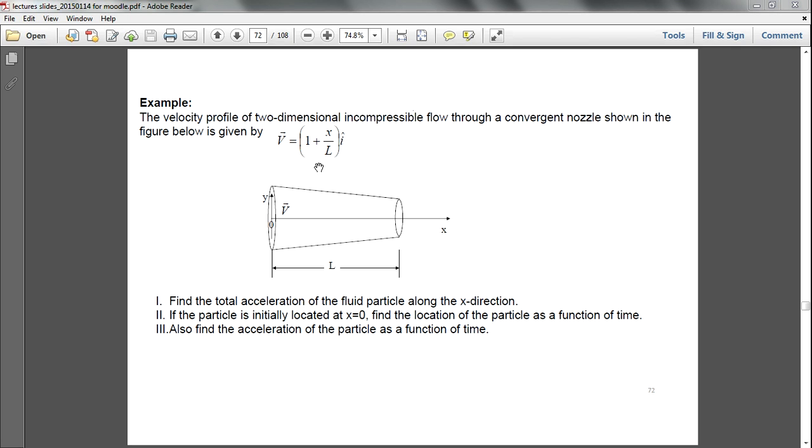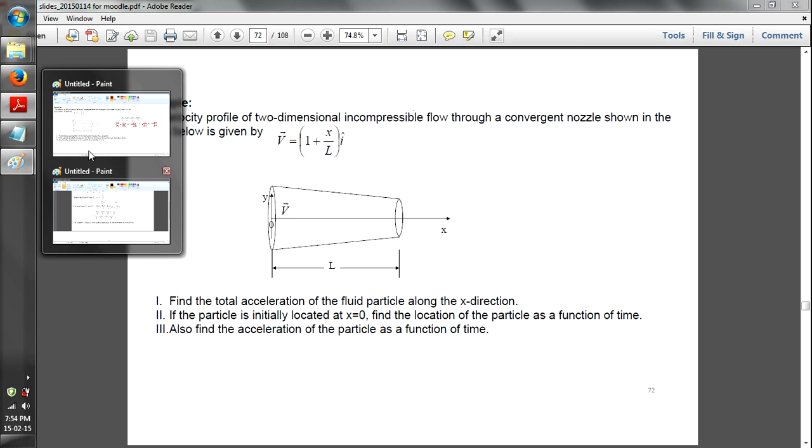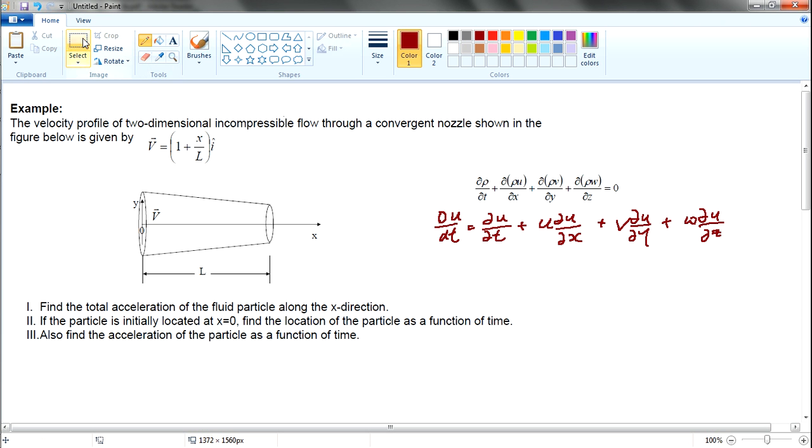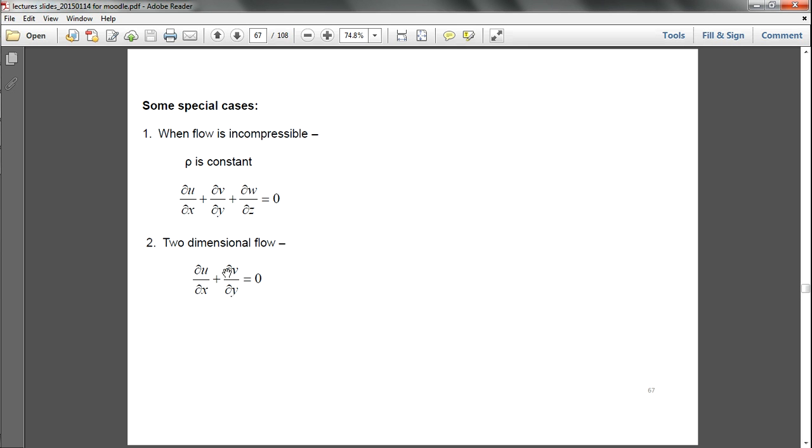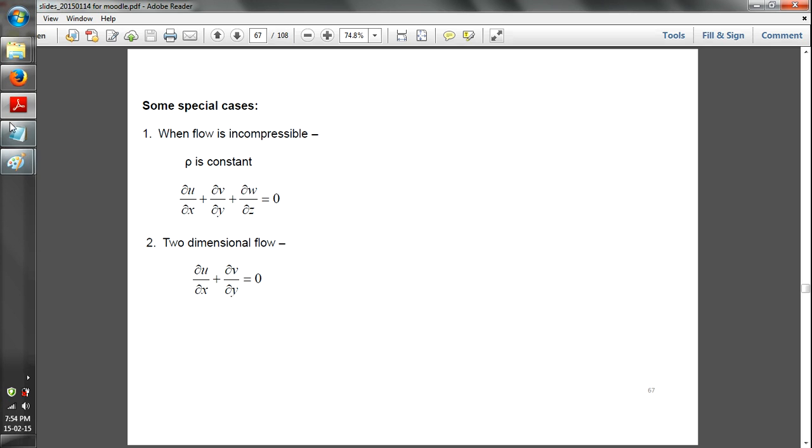Expected, there is something that I can't explain thoroughly, but I am still able to do this question. Okay, so let's do this question. The velocity profile of a two-dimensional incompressible flow. So you have the two-dimensional x and y, and incompressible, meaning density is constant, and therefore you know which equation you can use, which is this one, right? Two-dimensional flow and incompressible. If you remember, we'll be using this equation.